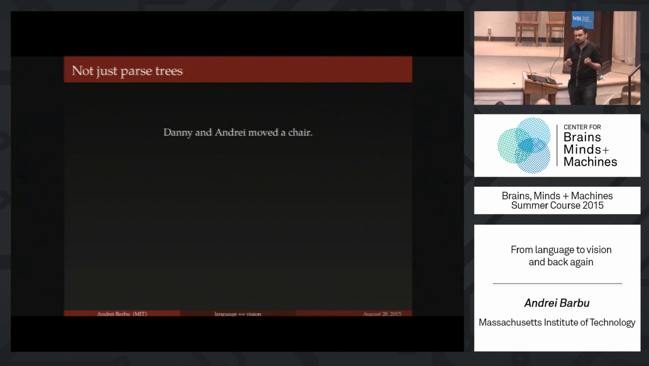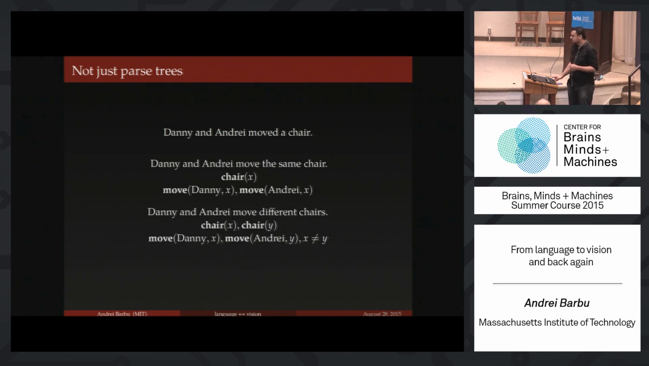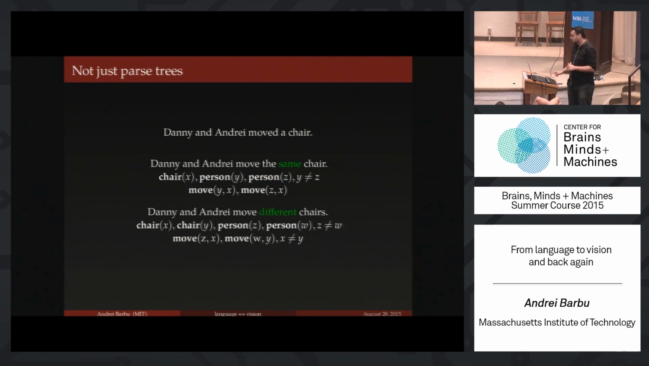So what's important is it's not just a case of parse trees. We need a more interesting internal representation. And an example of how we do this is we take a sentence and we make some first-order logic formula out of it, right? So you have some variables. The chair is something like X. You have Danny who moved it and I moved it. Or in the other case, you have two separate chairs and I moved one and Danny moved the other, and they're distinct chairs. What we do is we first ignore the people.